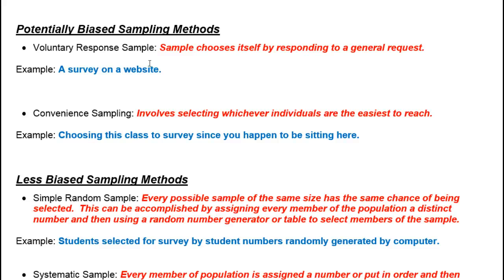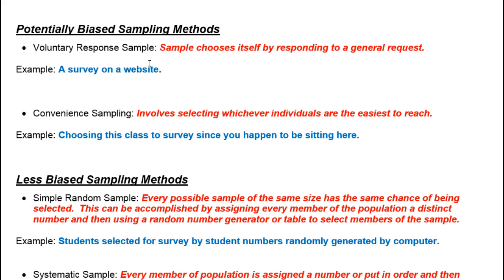We were saying we got the website, post something on a website. That's one example of voluntary response. If you just set up a table with a sign saying, hey, surveys here, come take a survey, that's another common example of voluntary response. People just come by and take the survey if they feel like it. Okay? Moving on.